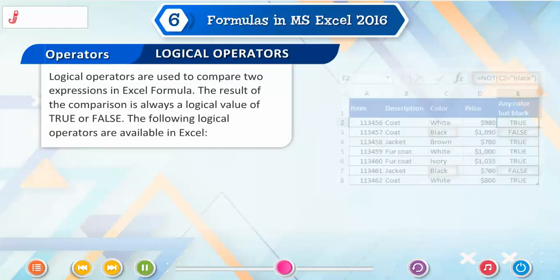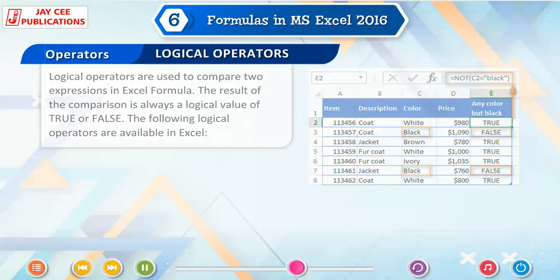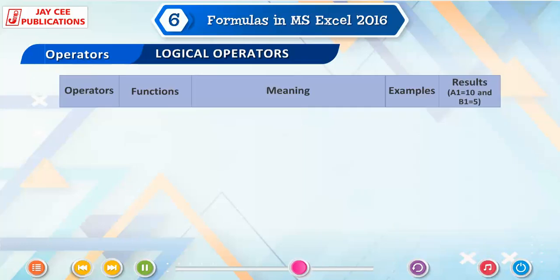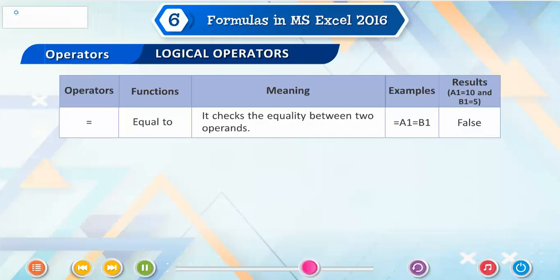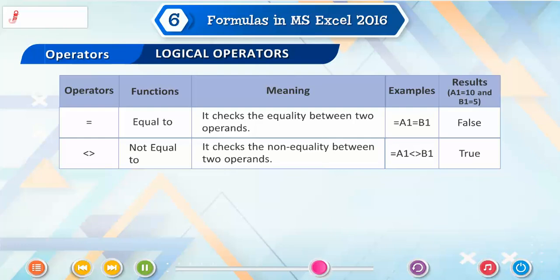Logical operators. Logical operators are used to compare two expressions in an Excel formula. The result of the comparison is always a logical value of true or false. The following logical operators are available in Excel. Assume A1 is equal to 10 and B1 is equal to 5. Equal to checks the equality between two operands: A1=B1, false.